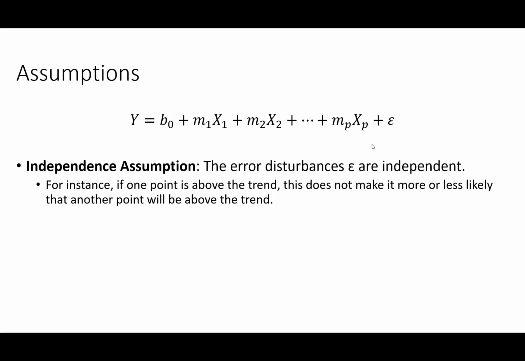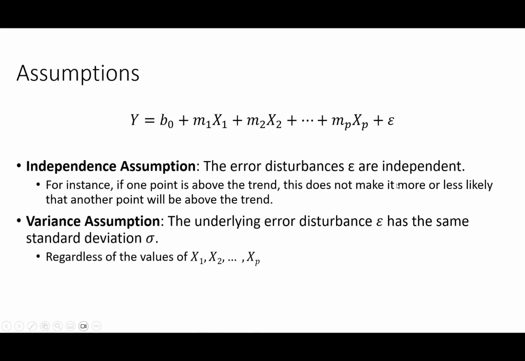The first is called the independence assumption. And that is that the error disturbances, epsilon, are independent from each other. For instance, if one point is above the trend line that you impose upon the data points, this does not make it more or less likely that the next point or another point will be above the trend. Each one of the points is independent of all the other points with respect to their distance from the trend line.